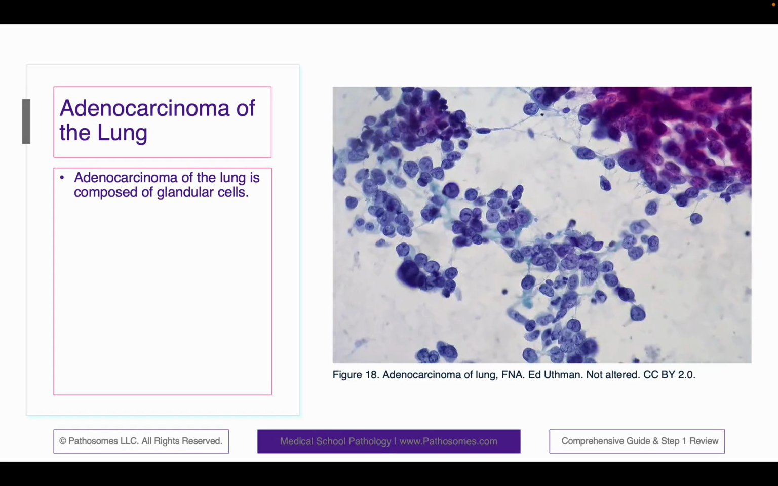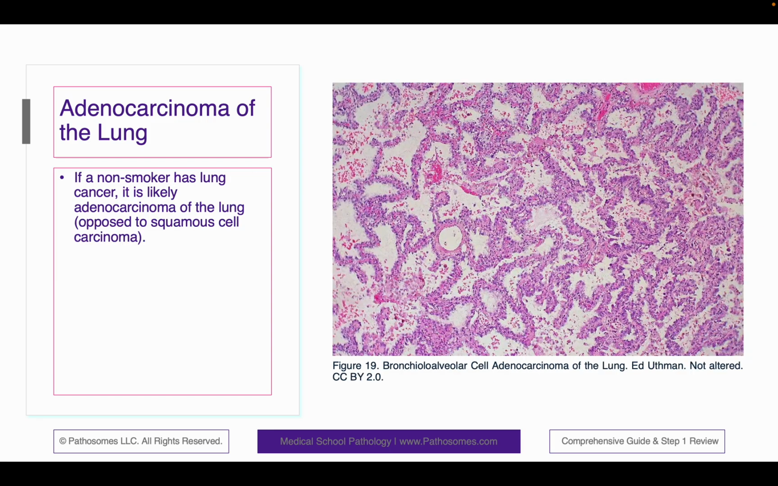So let's talk a bit about adenocarcinoma of the lung. Adenocarcinoma of the lung is composed of glandular cells, okay? If a non-smoker has lung cancer, it is likely adenocarcinoma of the lung, contrary to squamous cell carcinoma. With squamous cell carcinoma, we usually see those in smokers.